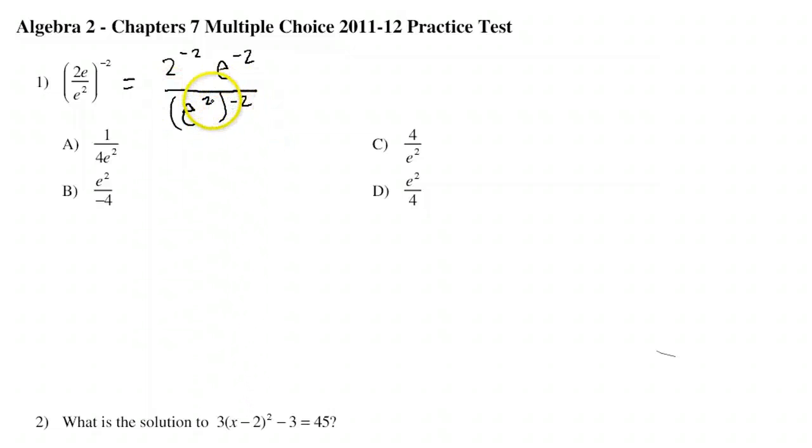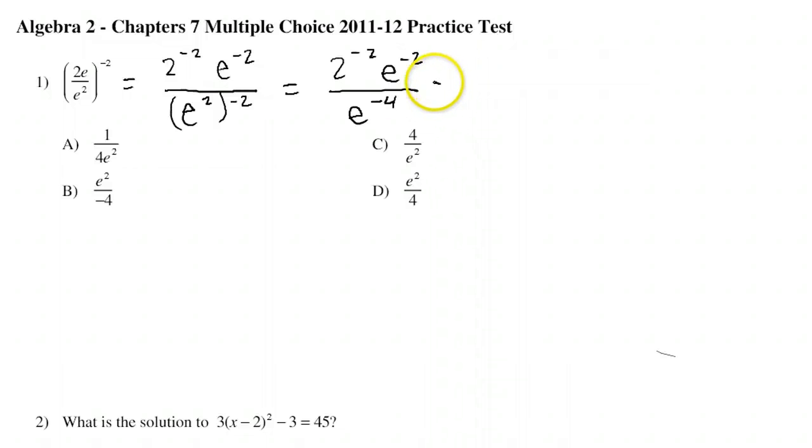Now if I ever have an exponent on top of a power, what we can do is just multiply those exponents. So I have 2 to the negative 2 times e to the negative 2. And on the bottom, if I multiply these two exponents, 2 times minus 2 is minus 4.